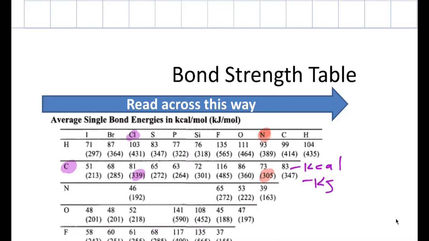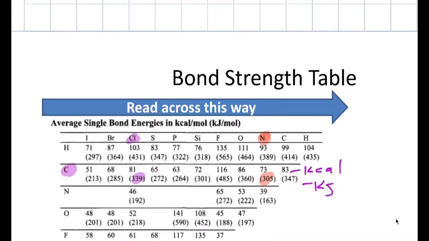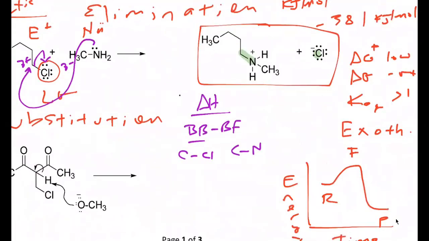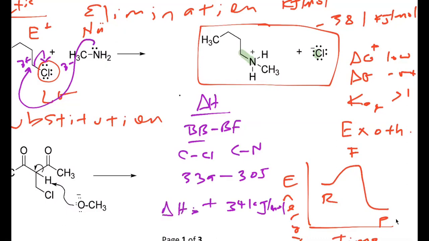All right. So we got 339 for the carbon chlorine bond, and then 305 for carbon nitrogen. So let's go back up to our example and just put that in. So 339 minus 305 is plus 34. Is that right? Yes. Plus 34 kilojoules per mole. So that means that this reaction is what? Exo or endothermic?